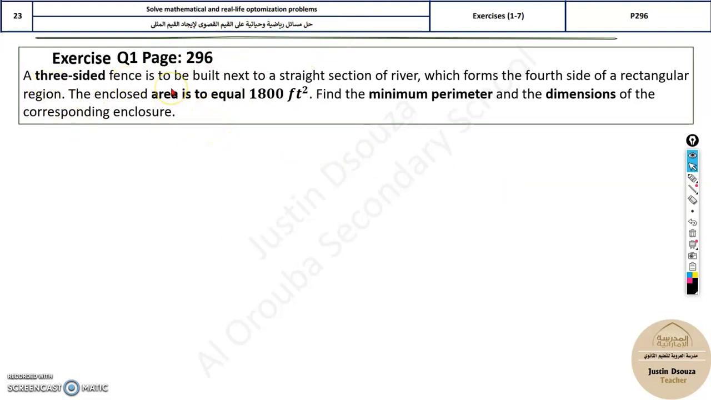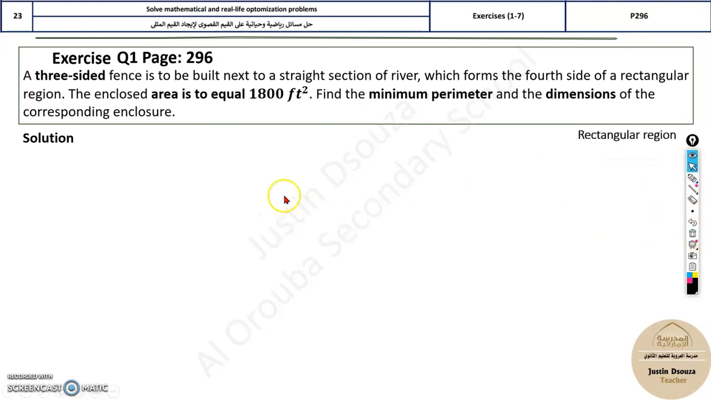A three-sided fence is built next to a straight section of a river which forms the fourth side of a rectangular region. The enclosed area is equal to 1800 feet square. Find the minimum perimeter and the dimension of the corresponding enclosure. So now they are telling a river is passing by. Now imagine this the river and a fence is done. Okay, a fence, enclosed area.